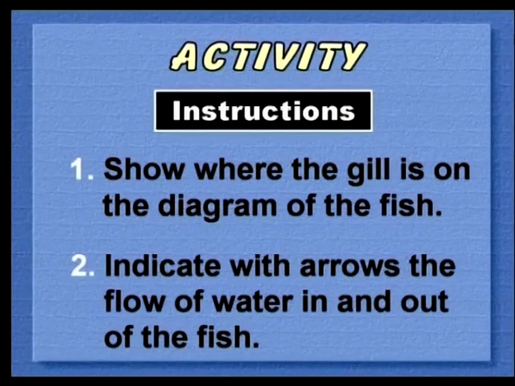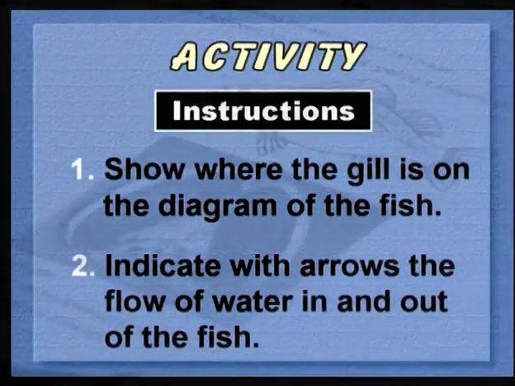Now, you want to show where the gill is on the diagram of the fish in the book. Secondly, you indicate with arrows the flow of water in and out of a fish. How does water get into the fish? And how does it get out of the fish? You also show it in the diagram or picture you have in the book.